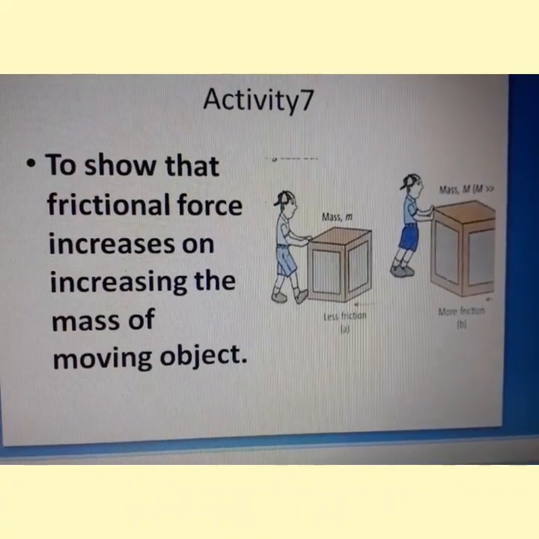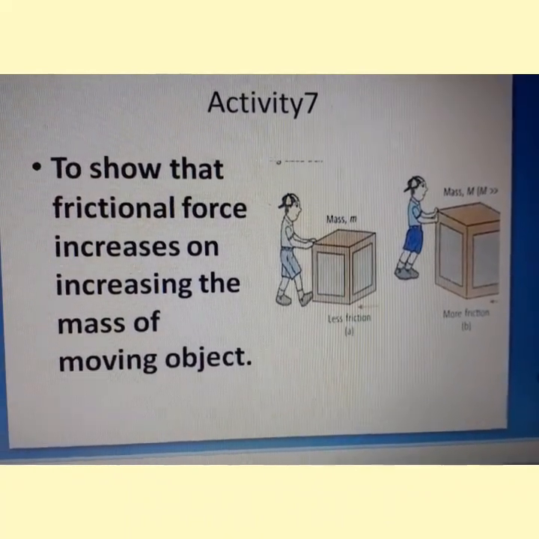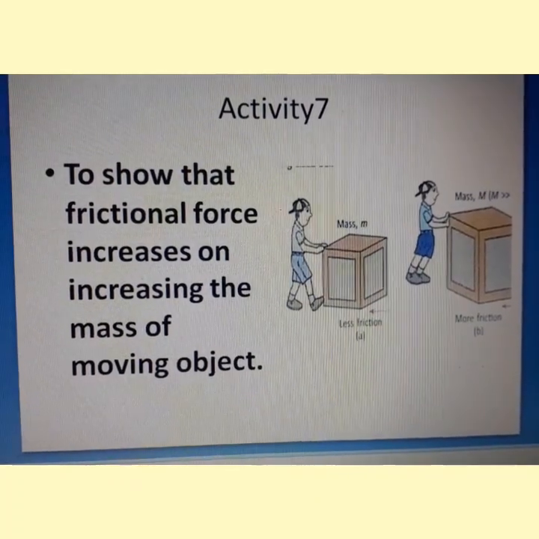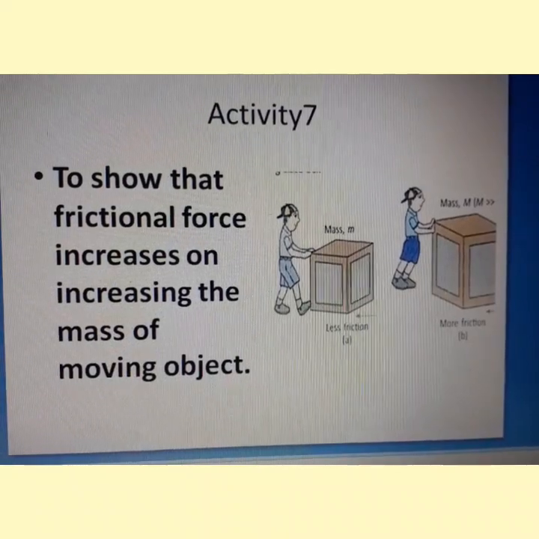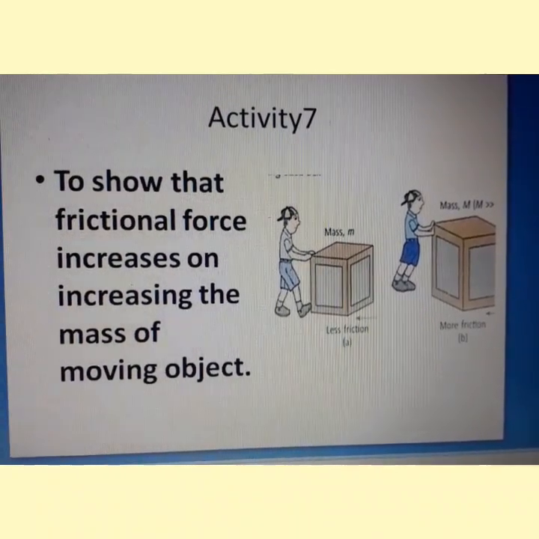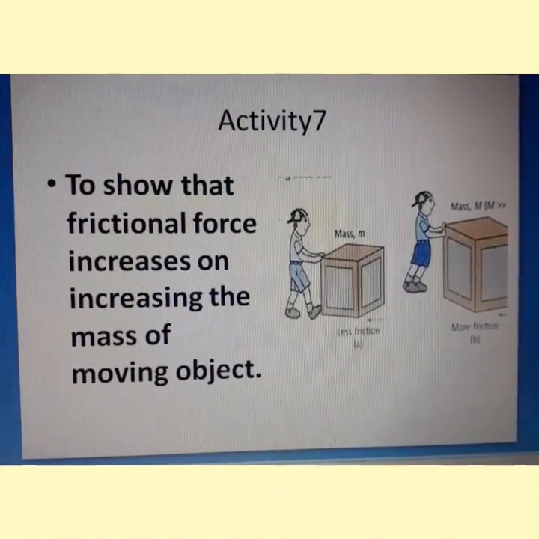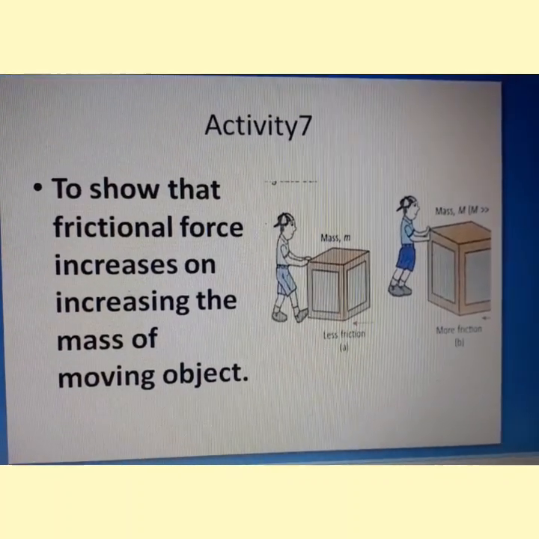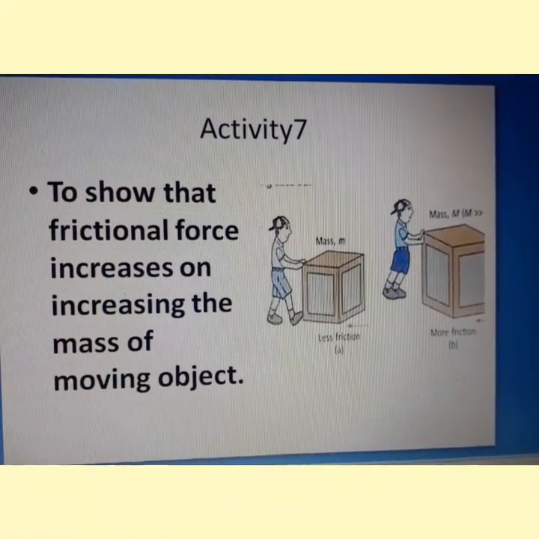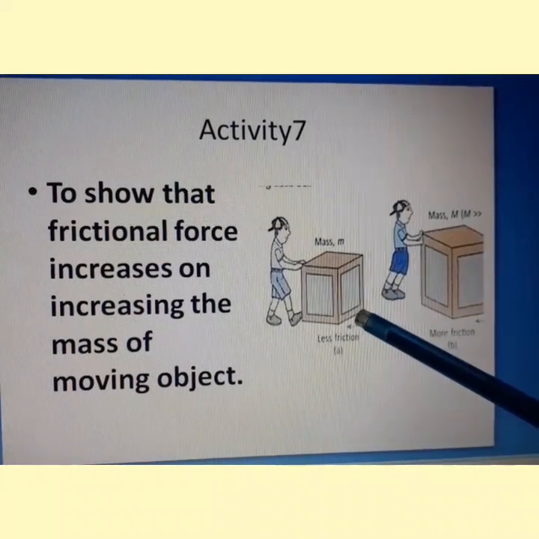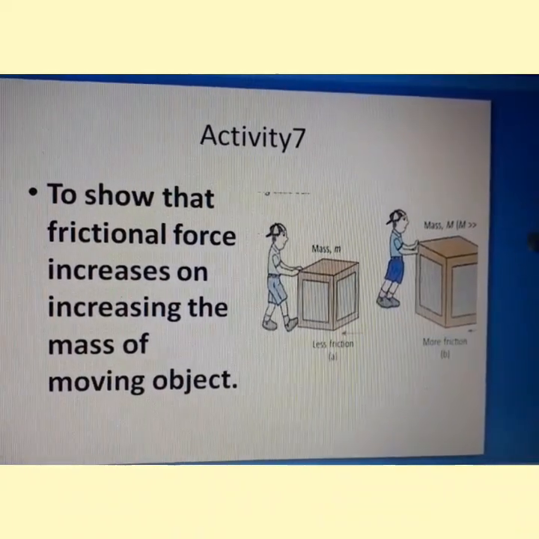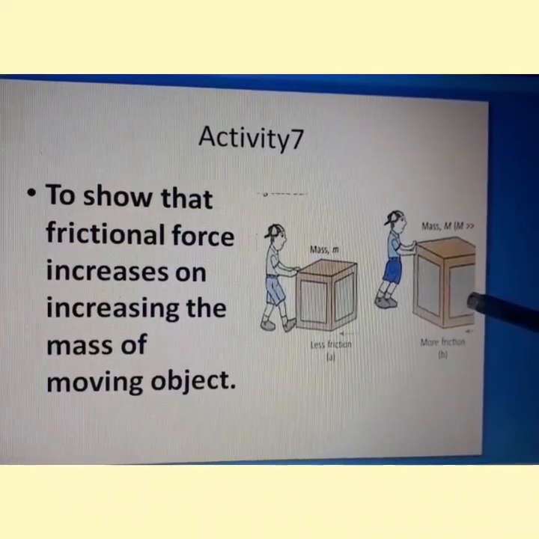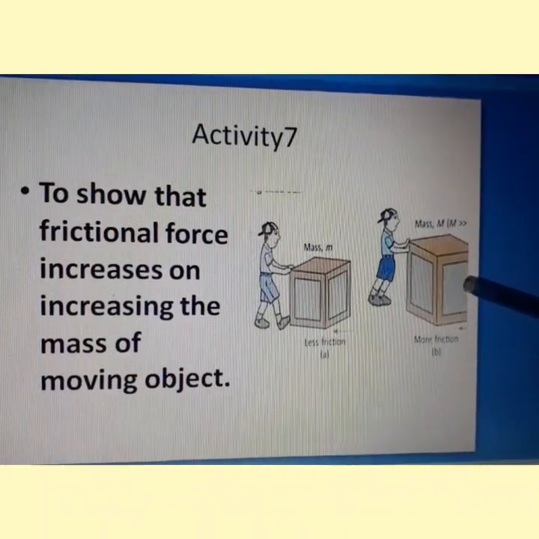With the help of this activity, we will learn that the frictional force increases on increasing the mass of a moving object. Here we have two boys who are pushing two different boxes. The box that is smaller, the mass is less. The box which is bigger in size, the mass is more.